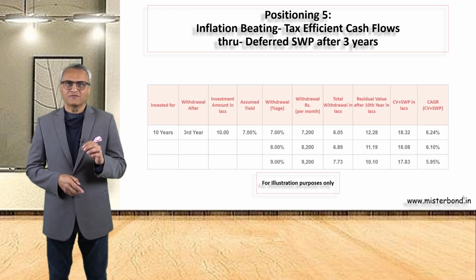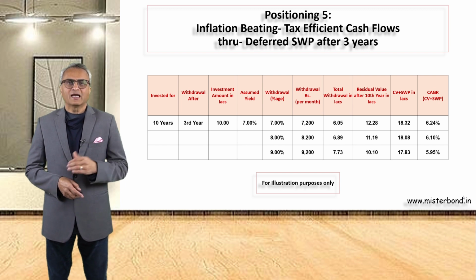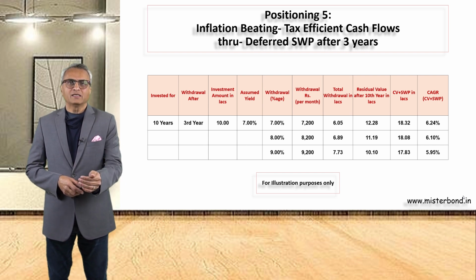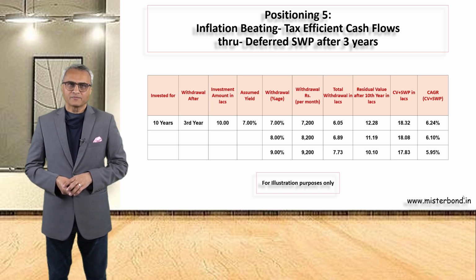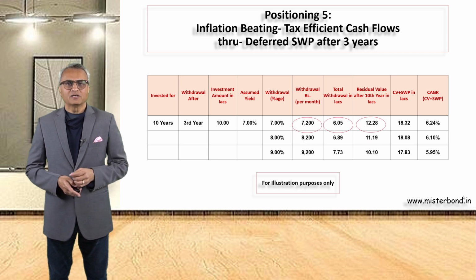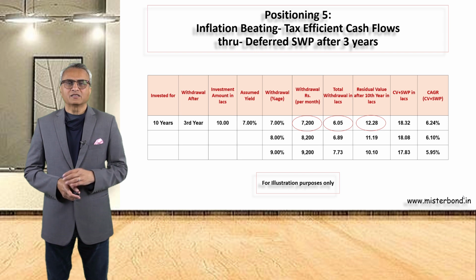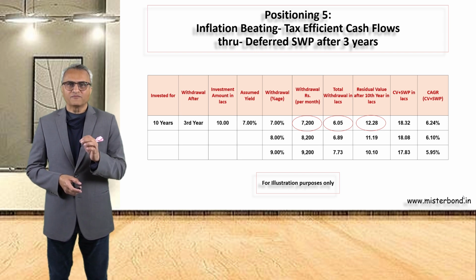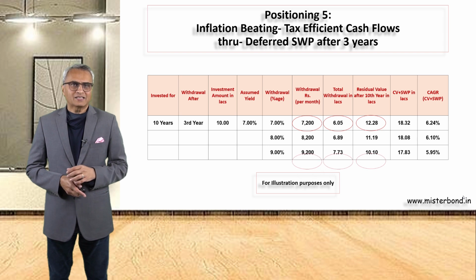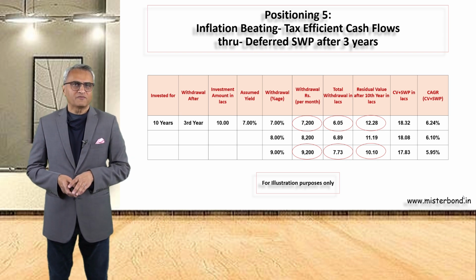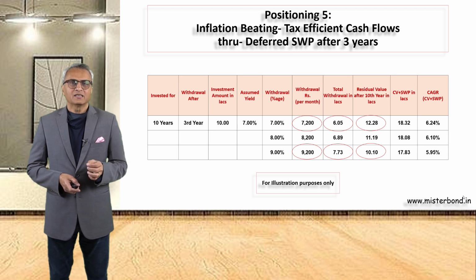Now let's assume that your investor had invested 10 lakh rupees and they deferred withdrawing money to 3 years, and that means in the 4th year onwards is when they started withdrawing money. At 7%, if they would have withdrawn, which is 7,200 rupees per month, the residual maturity of this particular scheme would be 12.28 lakhs. And naturally, if you withdraw more money after deferring it for 3 years, because there is an inbuilt cushion available for the investors, at 9%, 9,200 rupees per month, the residual value of that scheme would be 10 lakh rupees.